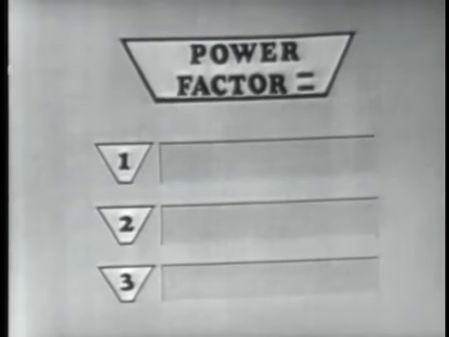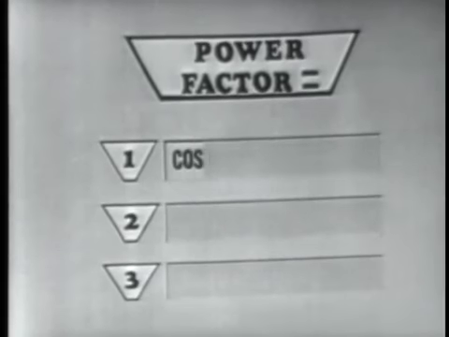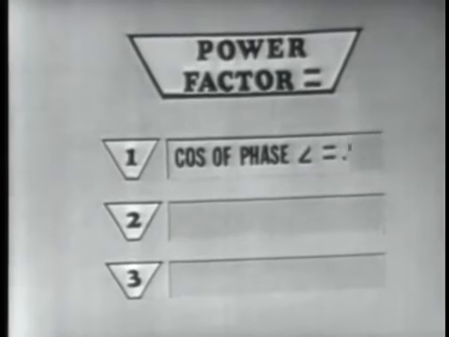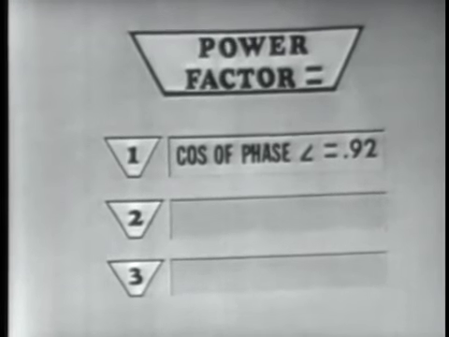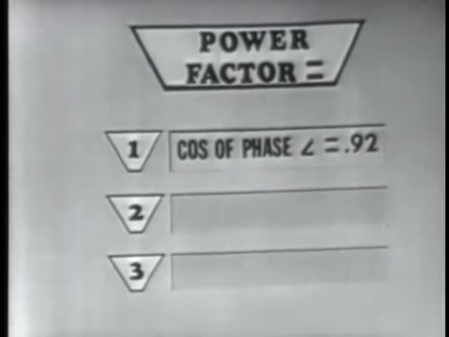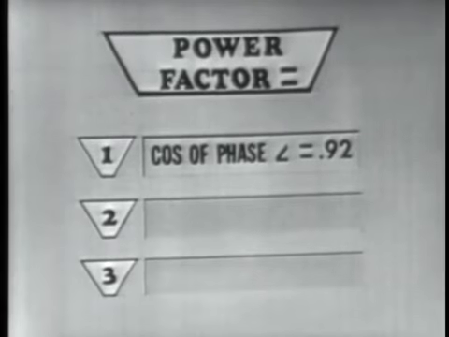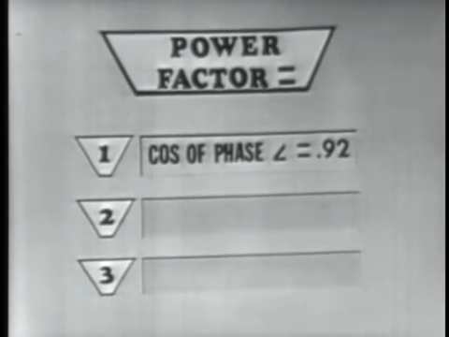And the power factor may be determined by using one of the three following expressions. Number one, the power factor is equal to the cosine of the phase angle, which is equal to 0.92. Where did this 0.92 come from? Well, if we look at our trig tables once again, remember our phase angle was 22.6 degrees. And the cosine of the phase angle is 0.9232, or we can say the cosine of the phase angle, which is equal to the power factor, is equal to 0.92.